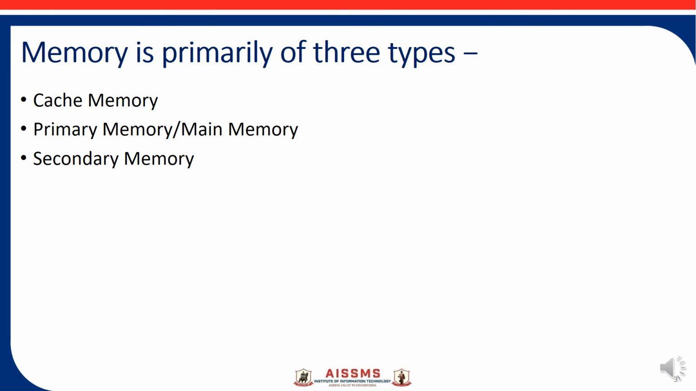So memory has three types. The first one is cache memory, then primary memory or main memory, and the third one is secondary memory. We will see these one by one. First one is the cache memory.